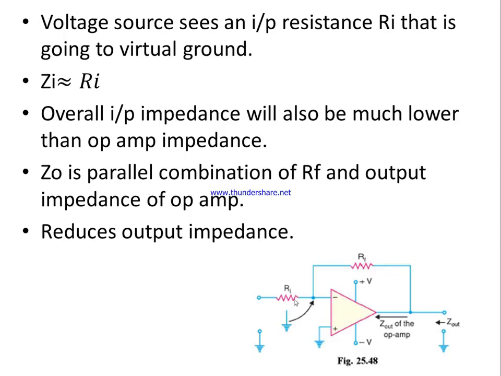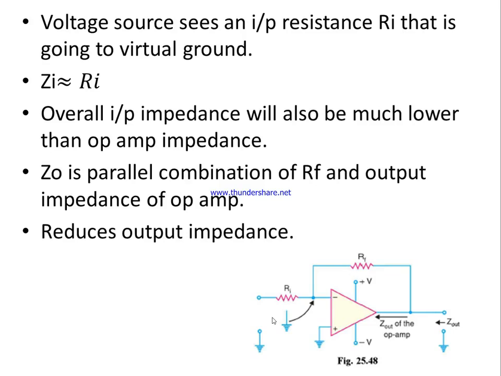Clear? Therefore, the voltage source sees the input resistance RI, which goes to the virtual ground, as the input impedance of that circuit. Therefore, ZI is approximately equal to RI. And you know that ZI is very, very high, approximately 10 raised to 5. Okay. But RI, which is the input resistance, is much lower than the value of ZI. It will be around 1k, between 1 kilo ohm and 10 kilo ohm. That will be the value of input resistance RI.